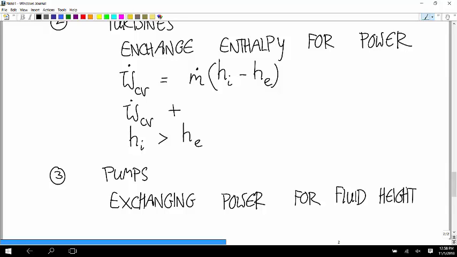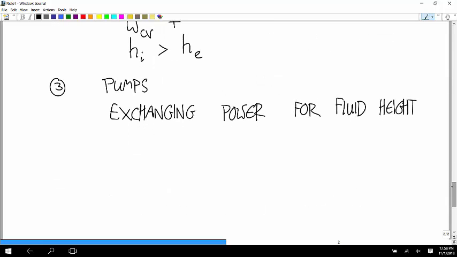Although you could also use it to pump a liquid into a higher pressure area, or you could use it to increase the speed of a liquid. In fact, in a refrigeration system, you need a pump to push a fluid into an area that has a higher pressure so that you can keep it going around.